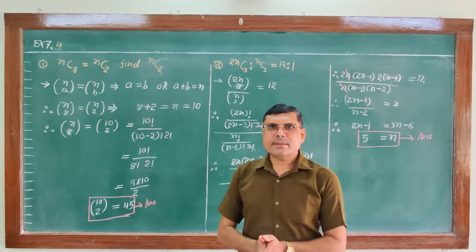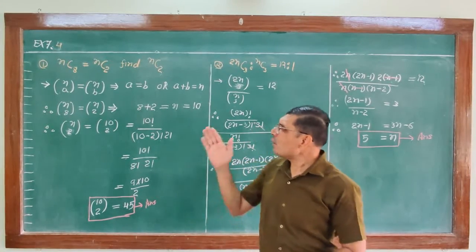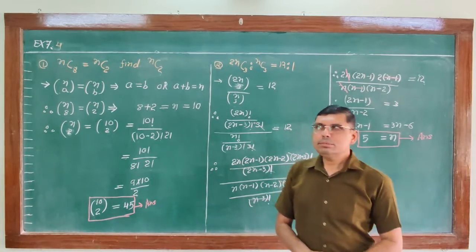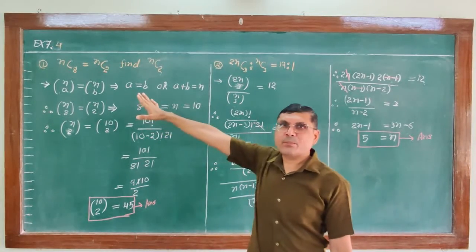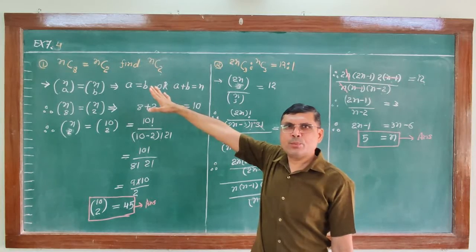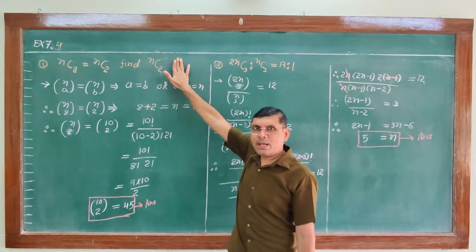Exercise 7.4. We are discussing the first question. nC8 is equal to nC2. Then we have to find out nC2.